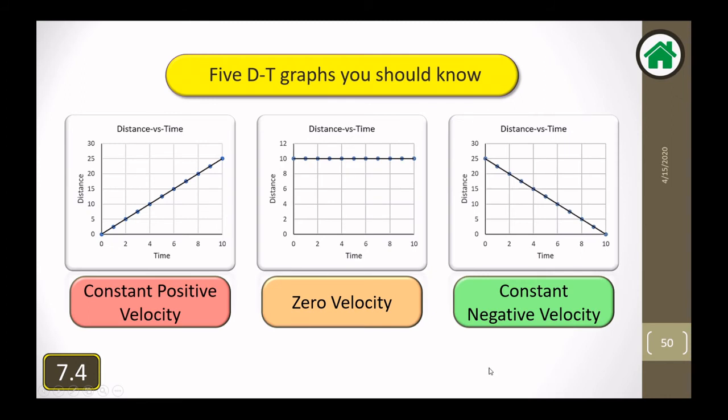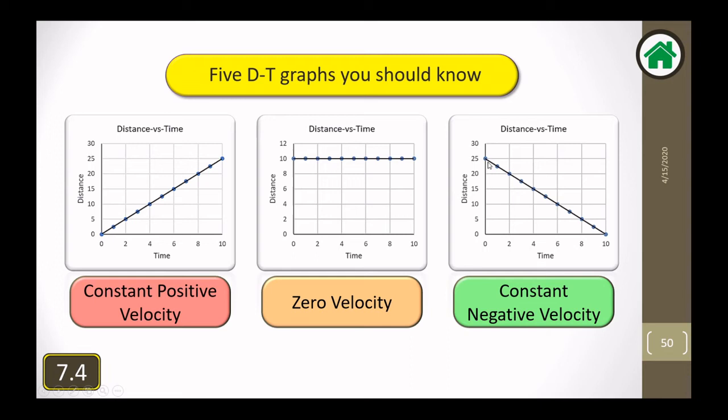Let's take a moment to familiarize ourselves with 5 common distance versus time graphs, just so we can get an idea what each one represents. So first, if we see a distance versus time graph represented by a straight line that is sloping upwards, that indicates constant positive velocity. As time passes, the object's distance is increasing by a steady amount each time. If we see a distance versus time graph that is a flat line, that indicates zero velocity. In other words, the object isn't moving at all. Whatever distance it is at from the starting line, it's just staying at that distance.